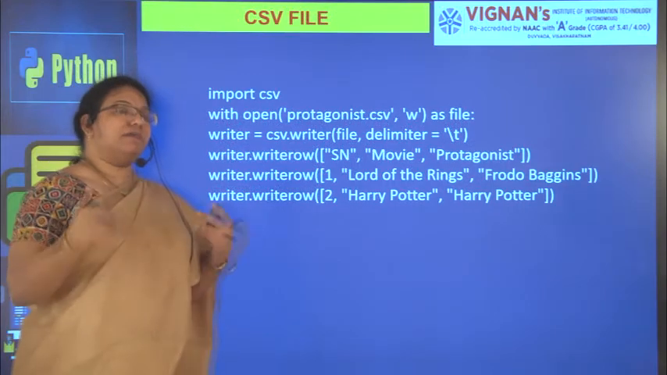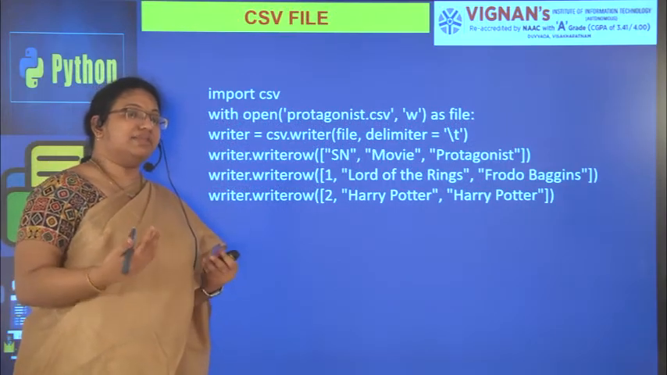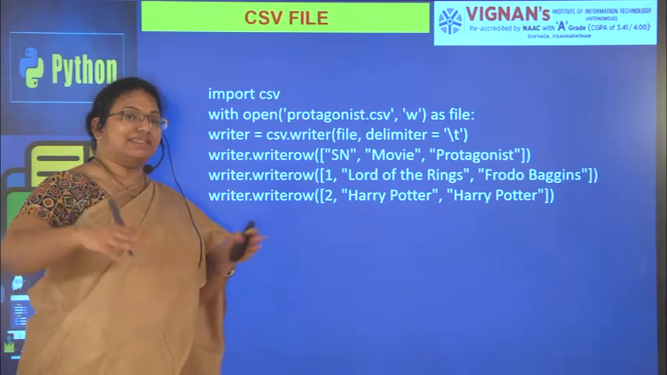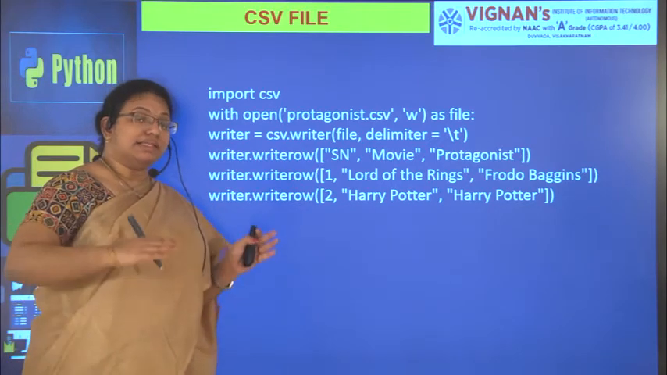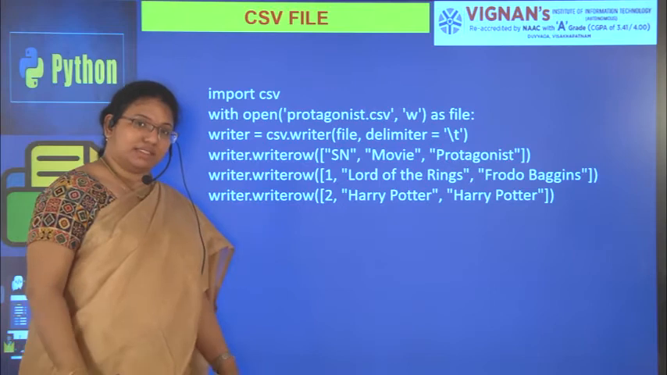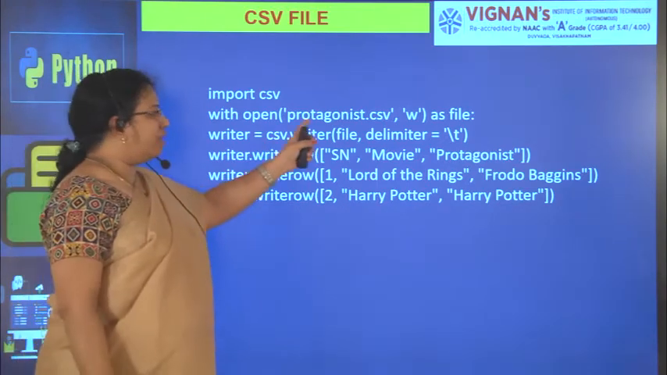I want to store data where my data consists of some delimiters. The tab character, \t, is the delimiter I want to use. This is the kind of data I want to keep in my CSV file. See here, I'll be opening the file.